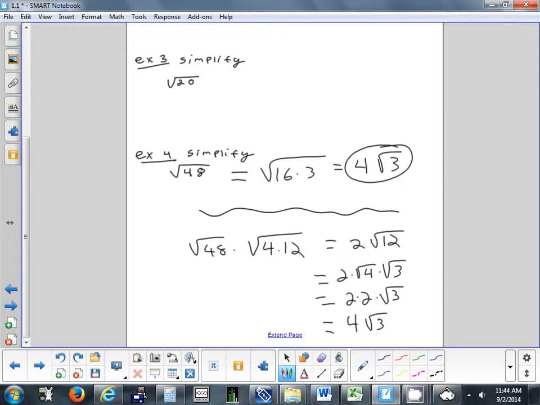Okay, so if you don't find the biggest perfect square you can at first, that's okay. You can do it a couple times, and you'll still end up with the same answer, but maybe more steps. Okay, any question on that? Simplifying, so that's simplifying a square root.